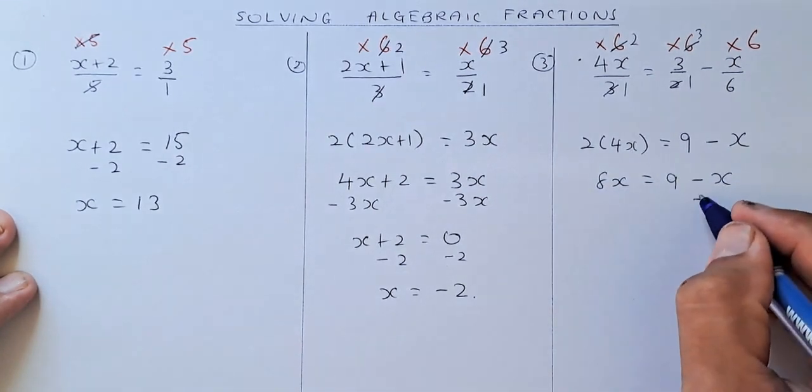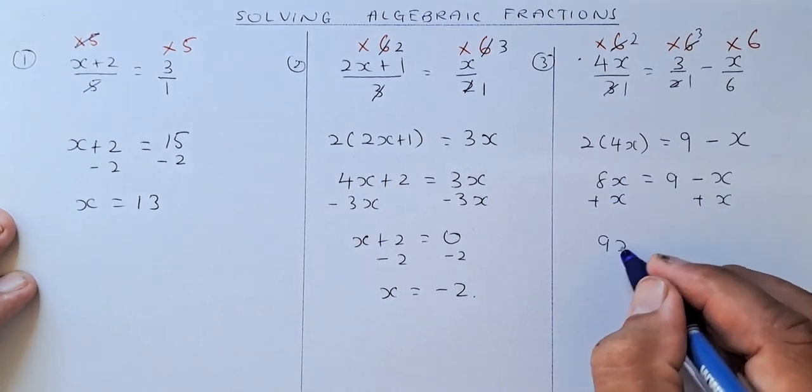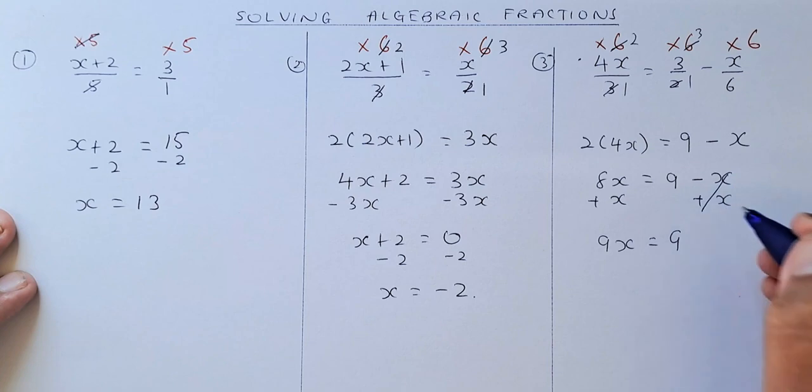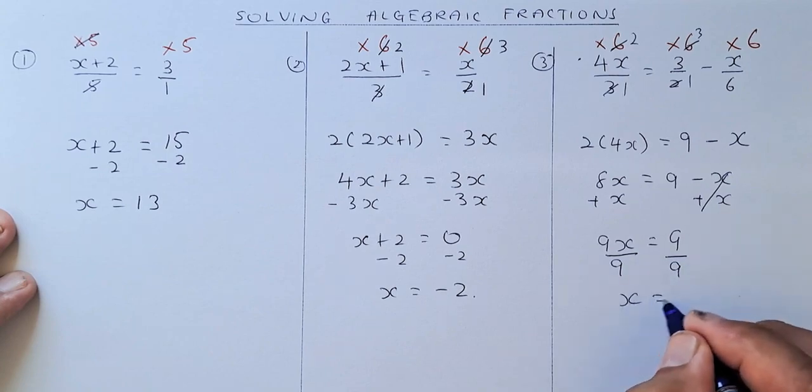Then you're going to plus x on both sides. So 8x + x will give you 9x = 9, because x - x is going to be 0. And the last step you do, you divide by 9 on both sides. x equals 1.